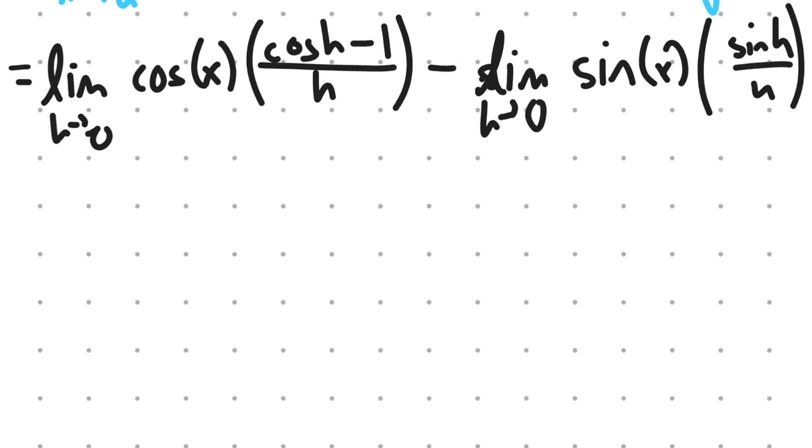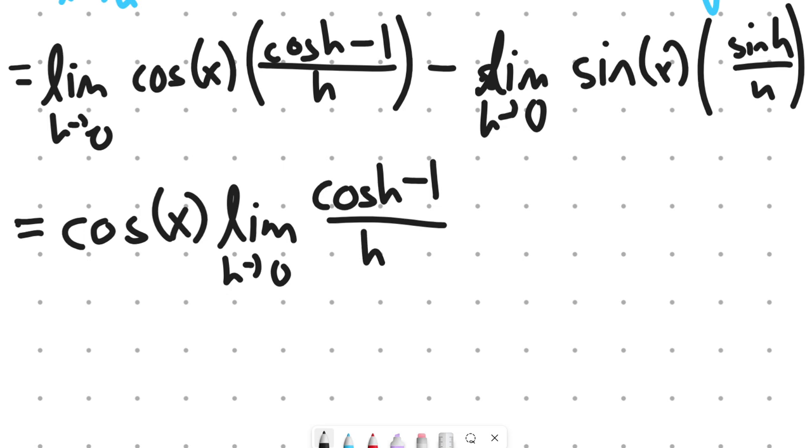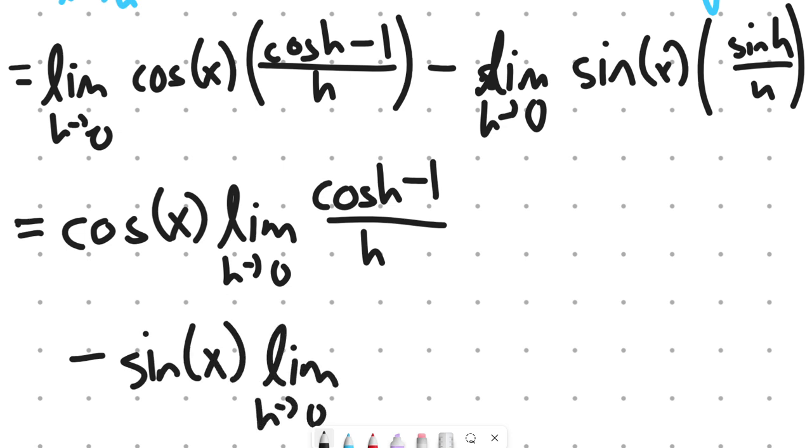Now, since cosine of x and sine of x are functions independent of h, from the perspective of the variable h, cosine of x and sine of x, no matter what x is, are just constants. So we will just have cosine of x times the limit as h approaches 0 of cosine of h minus 1 over h, and then minus sine of x times the limit as h approaches 0 of sine of h over h.